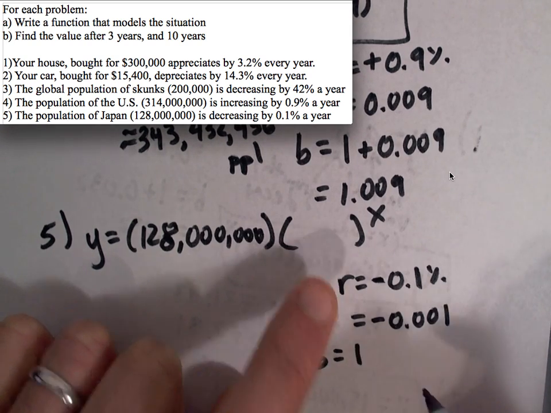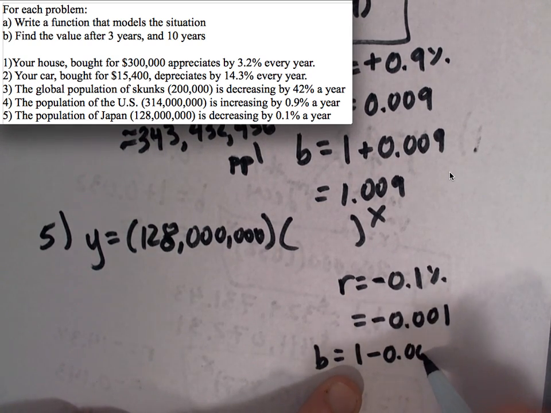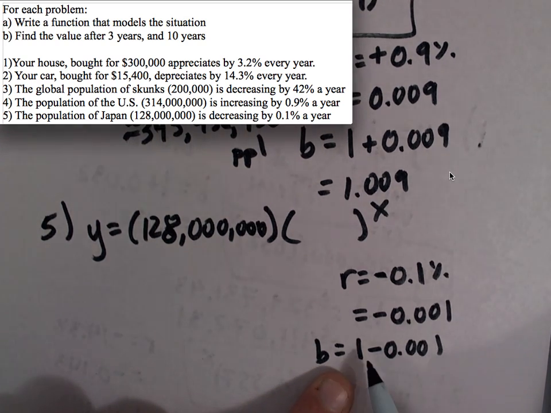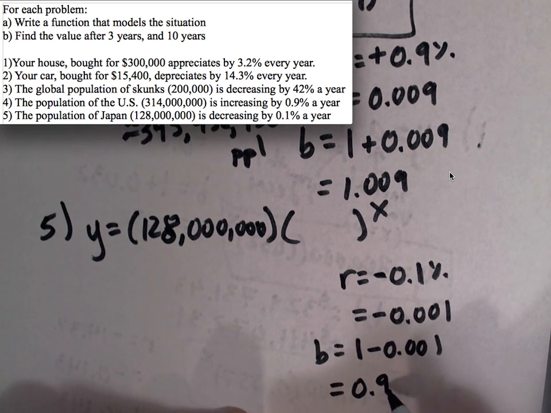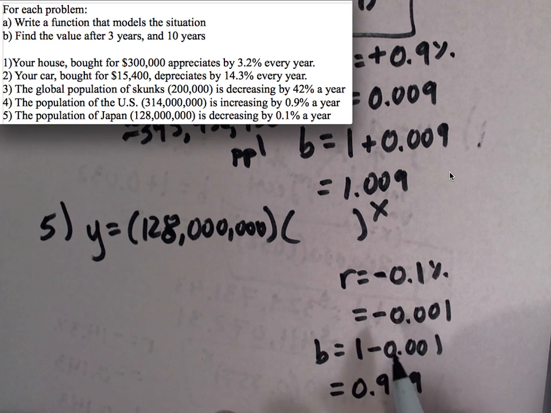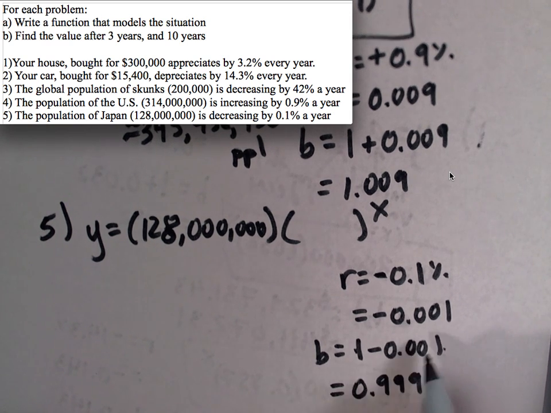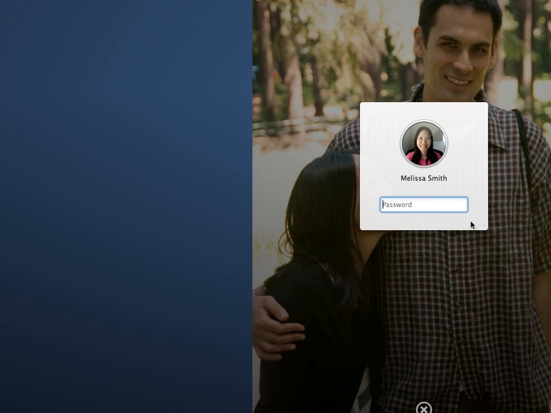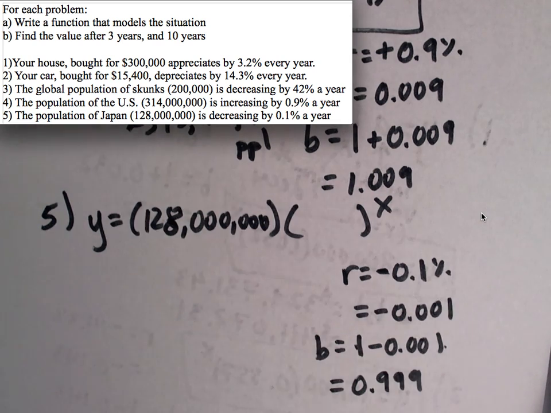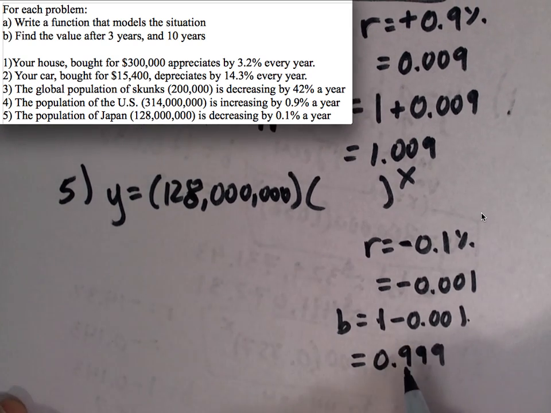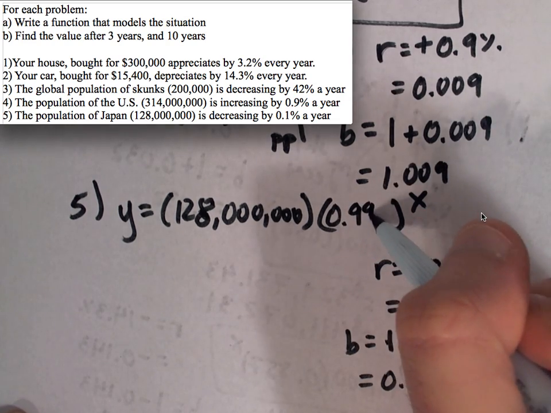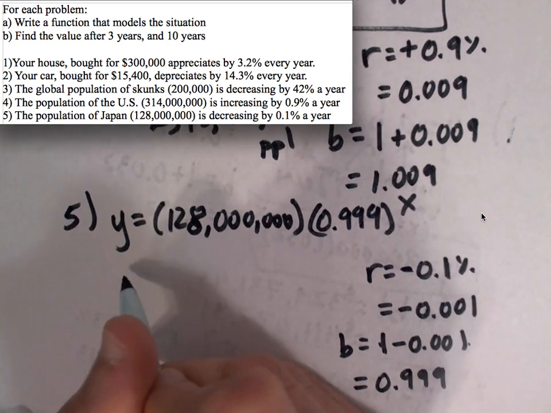So to find our B, we start again with 1. We're going to subtract 0.001. So let's just think you have like 1,000, you minus 1, you have 999. Right, you have 1,000 thousandths here, you have 1 thousandth that you take away, you have 999 thousandths left. Okay, you would have 999 thousandths left after you subtract the 0.001. So let's go ahead and use that. 0.999 to the x. All right, let's find it after 3 years.